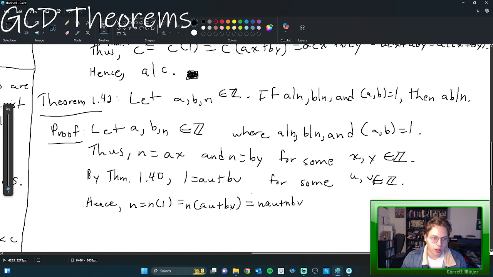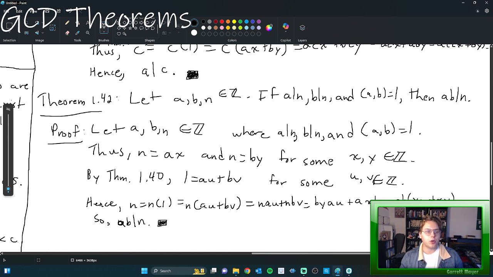And then we can substitute in those opposite n expressions. So this will give us byau plus axbv is equal to n, which gives us ab(yu plus xv). So we have that n is ab times some integer. So, ab divides n.